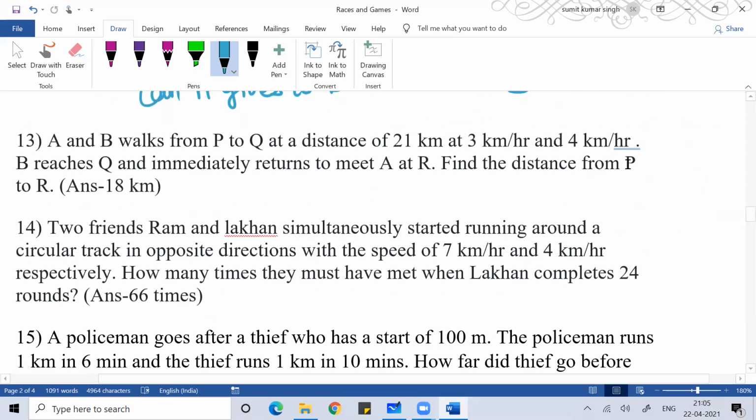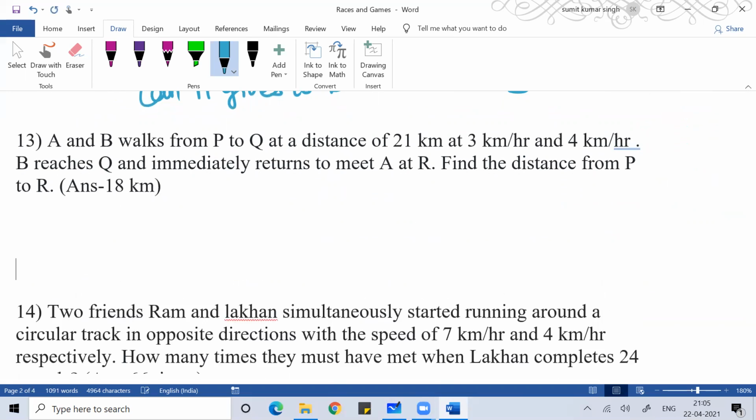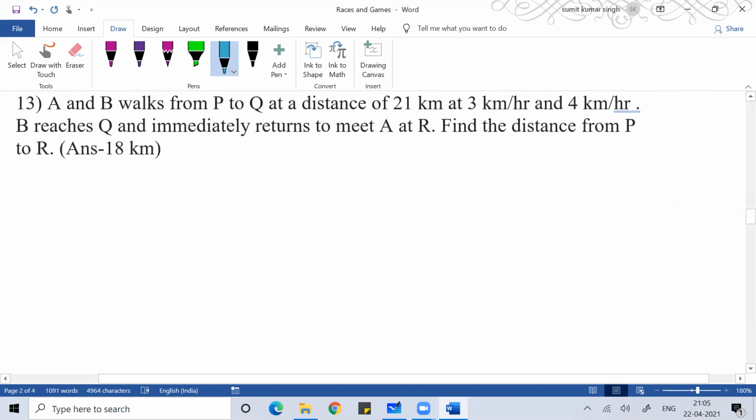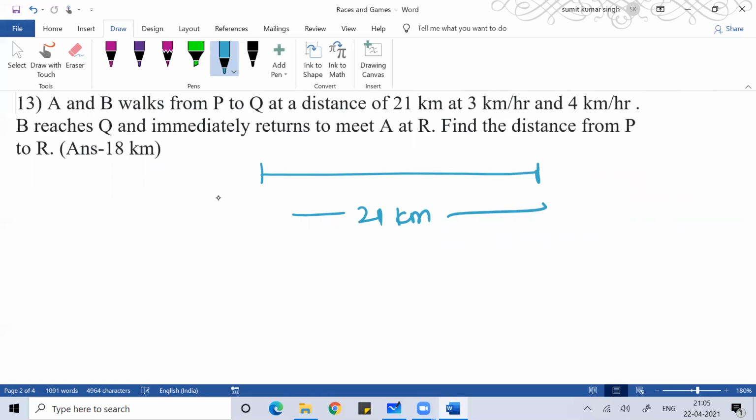Then you can see question number 13. A and B walk from P to Q, a distance of 21 kilometer, at the rate of 3 kilometer per hour. A's speed is 3 kilometer per hour and B's speed is 4 kilometer per hour.